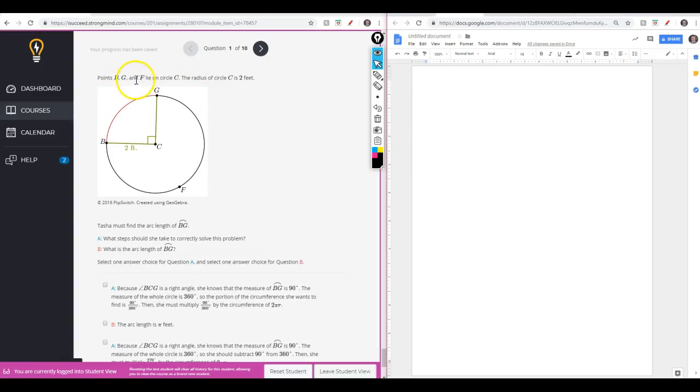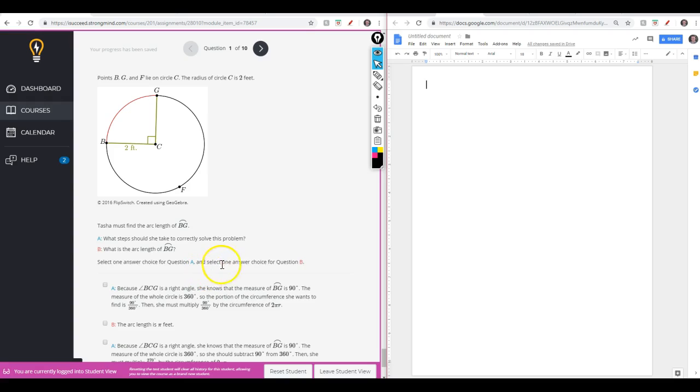Question 1. Points B, G, and F lie on circle C. The radius of circle C is 2 feet. Tasha must find the arc length of arc BG. What steps should she take to correctly solve this problem? What is the arc length of arc BG?